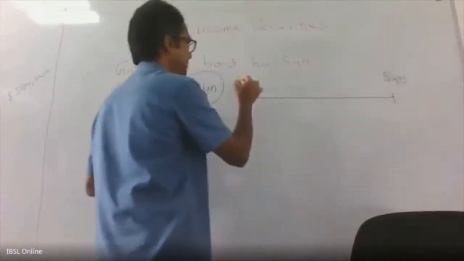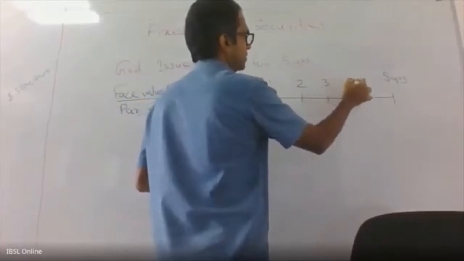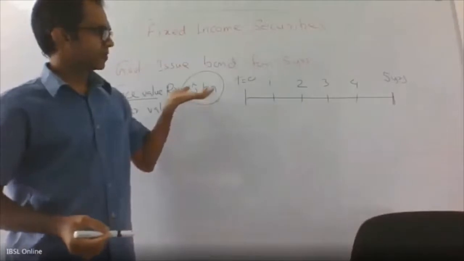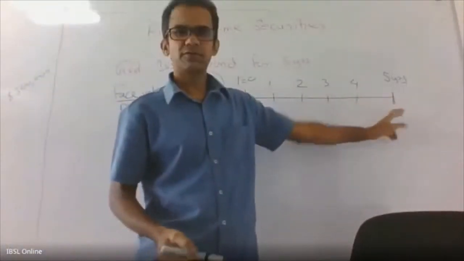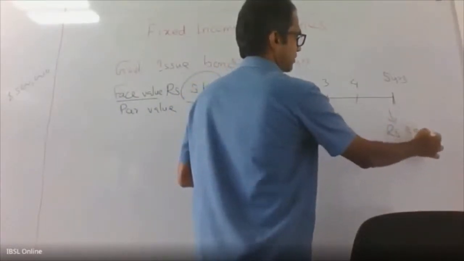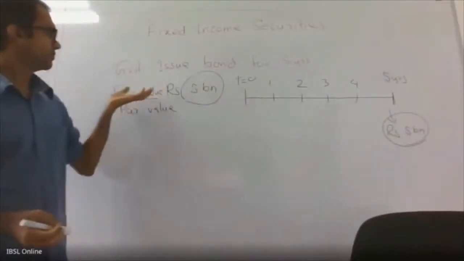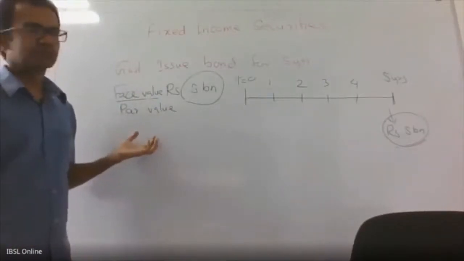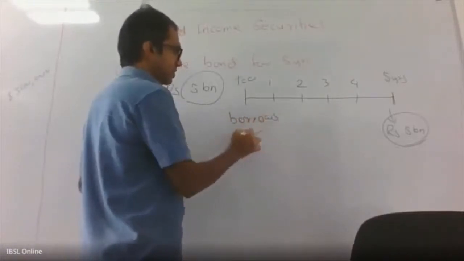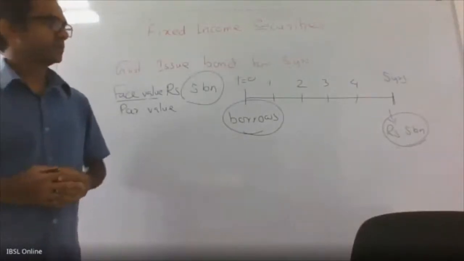This is the timeline: 5 years. This is t equals 0, 1, 2, 3, 4, 5. The government agrees to pay 5 billion in 5 years. Pay back rupees 5 billion. That is what we call face value or the par value, maturity value or redemption value. But the government borrows money today. Issuing a bond, the government effectively borrows money today.